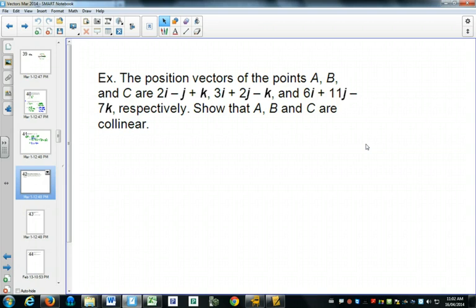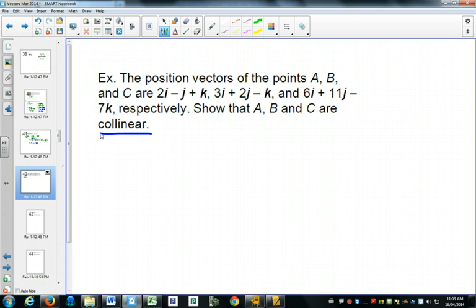All right, so this is on page 17. Position vectors A, B, and C are that. We want to show that they are collinear. What does collinear mean? If you were just using your English skills, what do you think collinear might mean?